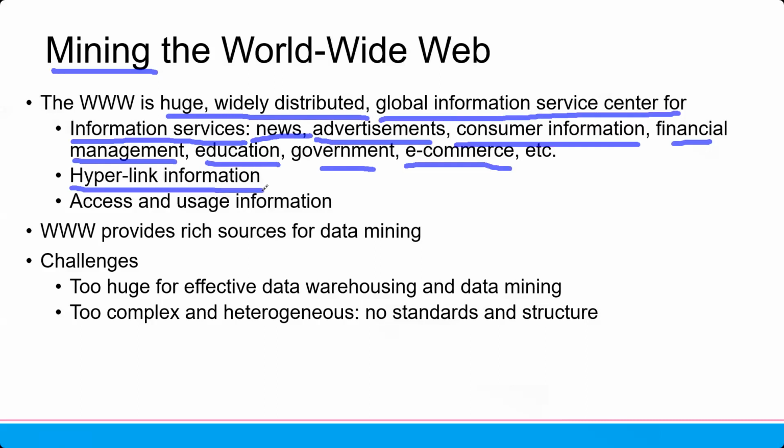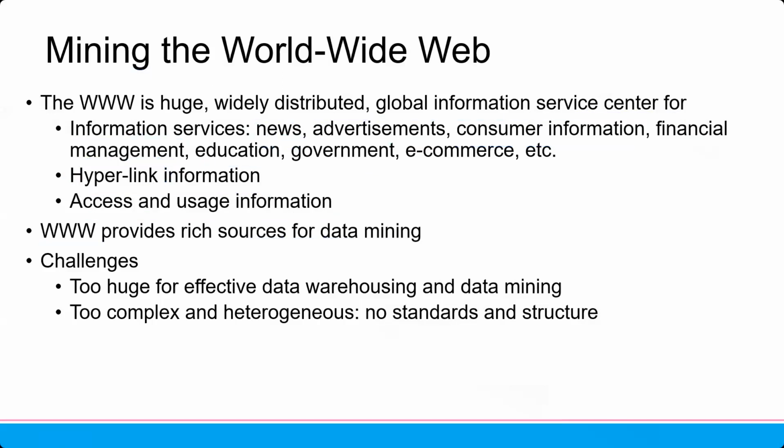And we can use the hyperlink. So hyperlink means we want to link the information from one web to another web. And we can also see the access and usage information. It means when you access a news web, we can see when you access the web, what is the content, and etc. So www provides resources for data mining. It means you can see where you access, when you access, from which computer you access, what browser you use to access the web, and etc.